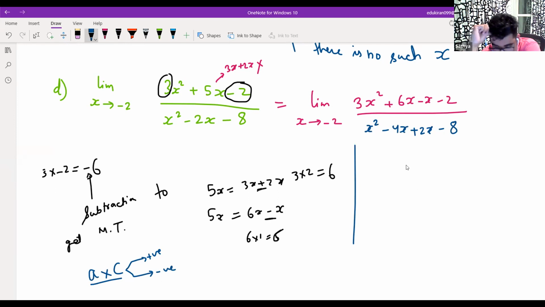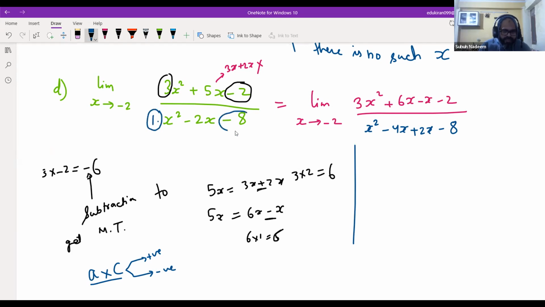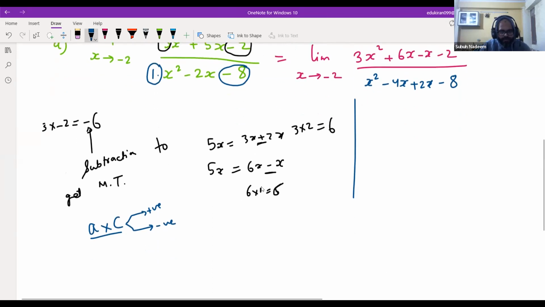No, sir. I think I did something else. So here also, this 1 is a and -8 is c. So when you do 1 into -8, you will get -8. Now the middle term is 2 here. Let us talk about only 2. So 2 can be written as 4 minus 2. Subtraction we are doing because there is a minus sign here.